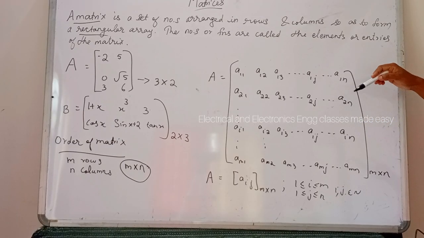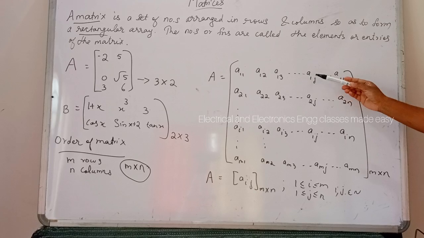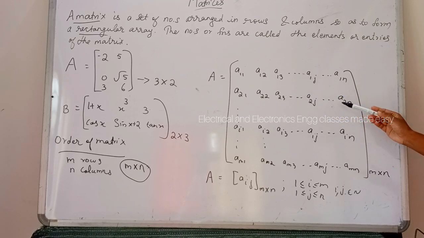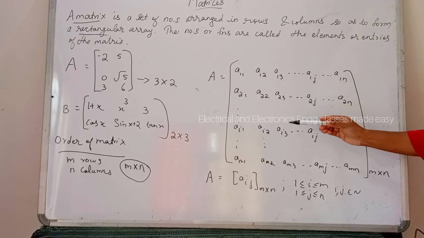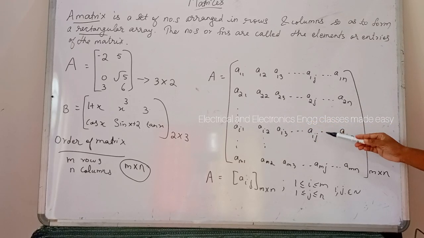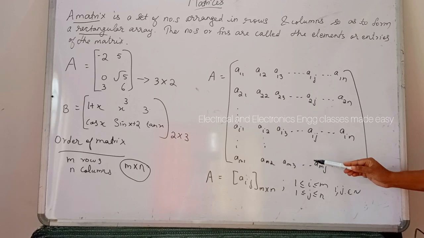In general, we can represent an m by n matrix like this. A is equal to a11, a12, a13, etc., a1j, etc., a1n. Then the second row a21, a22, a23, etc., a2j, etc., a2n, like that. ai1, ai2, ai3, etc., aij, etc., ain. Then am1, am2, am3, etc., amj, etc., amn. So this is an m by n matrix.